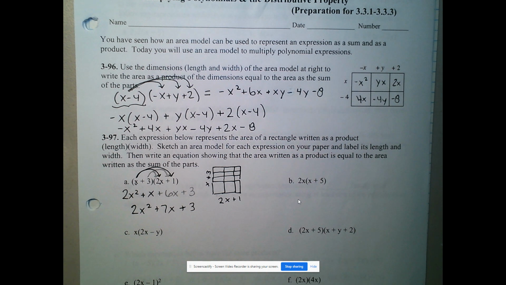The other thing is just to know that every term in the first binomial needs to get multiplied by every term in the second binomial. That gives you all 4 of the parts you need.